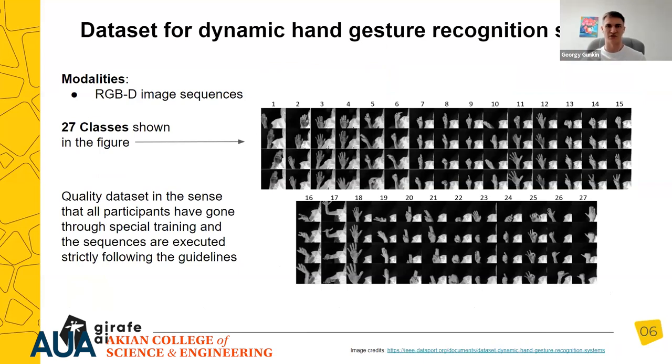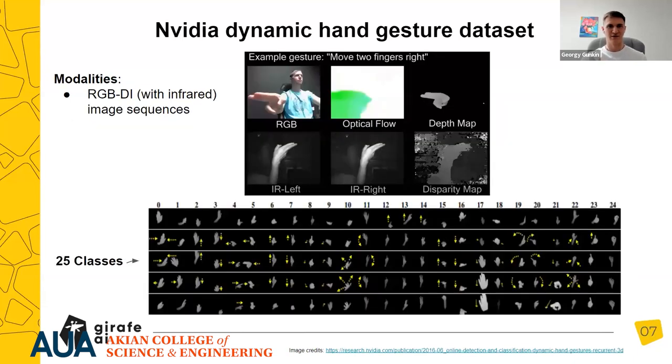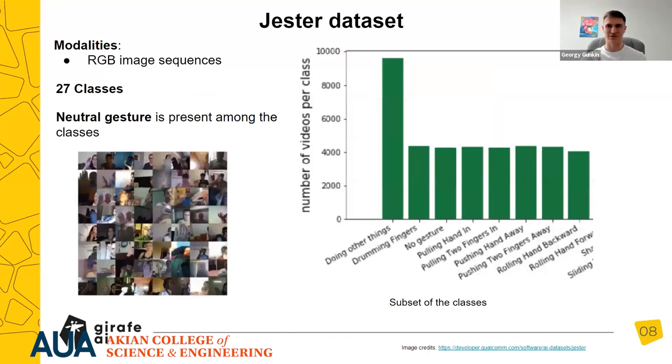And then there's the data set for dynamic hand gesture recognition systems, which also contains RGB and depth data, and it has 27 classes shown here. The quality of this data set is probably the highest among the other data sets, because every participant has been trained to execute the gestures, and they strictly follow the guidelines. Then there is the NVIDIA dynamic hand gesture data set. It has RGB, depth and infrared data. An example is shown on the slide, and it has 25 classes. Another gesture data set, what's different in this data set is that it also has neutral gestures, and 27 classes. Only RGB data is captured.